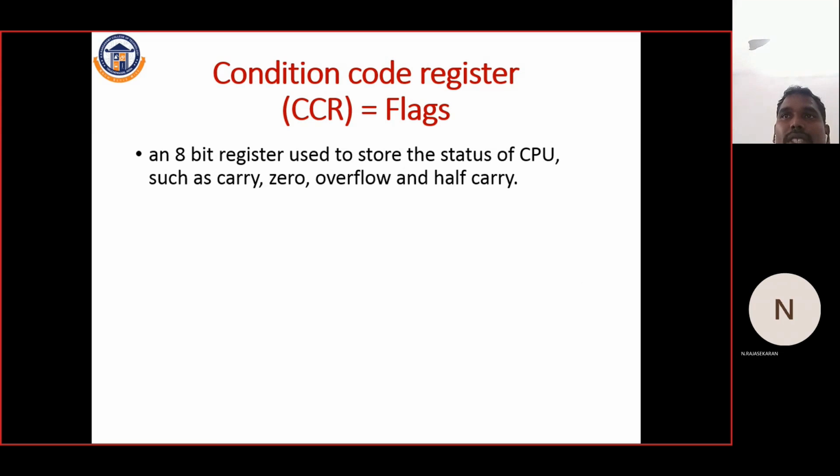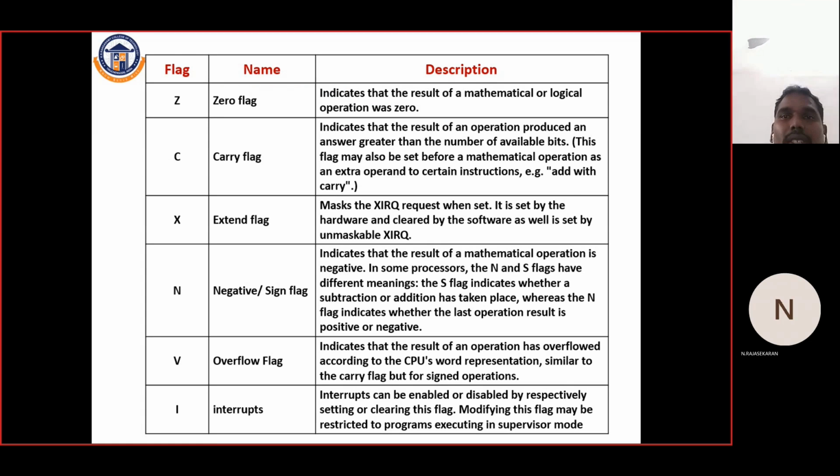Next is the condition code register, CCR, or flag register. It is an 8-bit register used to store the status of the CPU, such as carry, zero, overflow, or half carry. So how much data your register has stored at present is told by your CCR. This is the general register we are using in the microprocessor.